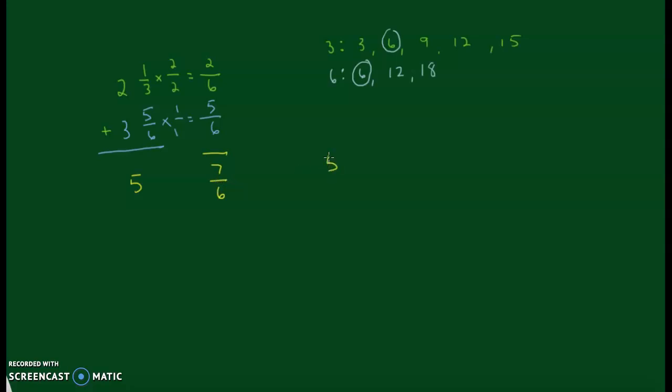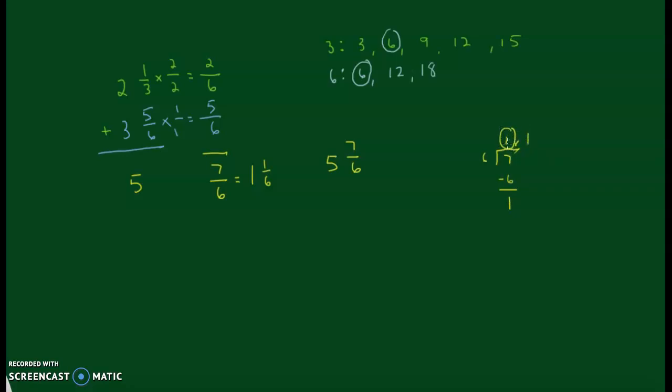Now I can leave my answer at 5 7/6, or I can take this improper fraction and turn it into a mixed number. So 7/6 is the same as 1 and 1/6. There's a number of ways to think about it, but since fractions are division problems, you could do 7 divided by 6. There's one group of 6 in 7. 1 times 6 is 6. Subtracting, you get 1. So it'll be 1 remainder 1.